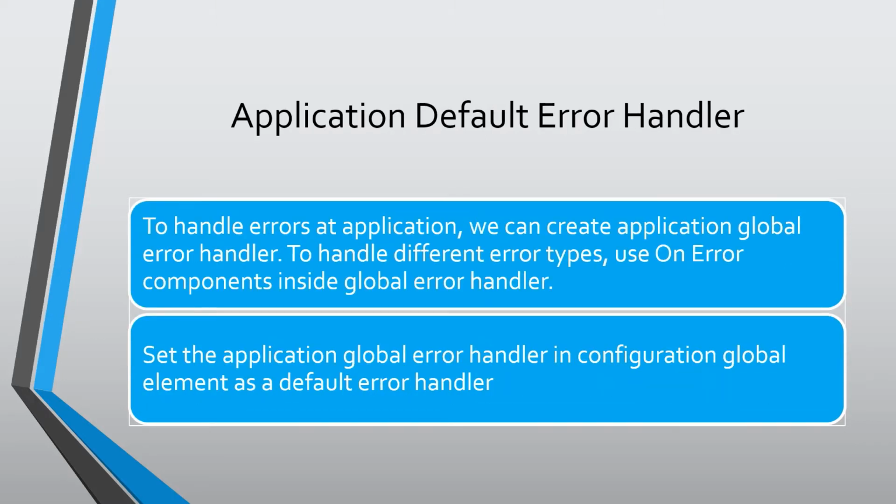In a Mule application, we can handle the error at 3 levels. We can handle the error at try-scope level, at flow level, and at application level. To handle the error at application level, we need to create an application global error handler. For each error type, we need to configure its own error component inside the application global error handler. Once all the errors that we want to handle at application level have been configured inside the application global error handler, we can set it in the configuration global element as a default error handler.